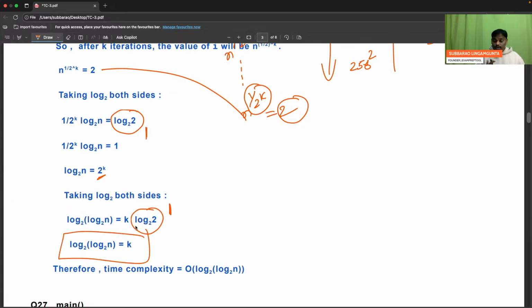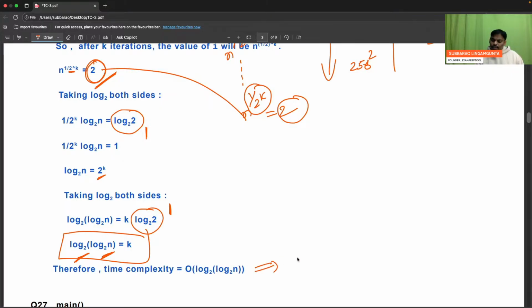Base 2, base 2. Remember everyone, this base starting 1 is inner 2. In the power 2 is outer 1. Starting 1 is going to be inner 1, power 1 is outer 1. So answer is log n base 2. Both are base 2. So k is time complexity log n base 2 base 2.